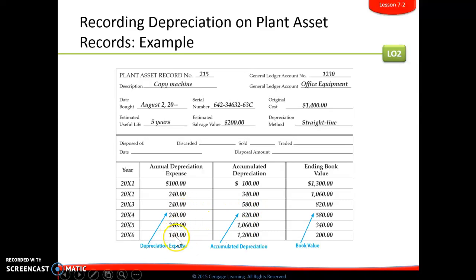Year 6, you can see that we don't have a full year of depreciation, and that's because we can't have our ending book value go below our estimated salvage value. If we would have done the full annual depreciation, it would have gone below the salvage value, so we can't do that. So that's why there we only have 140.